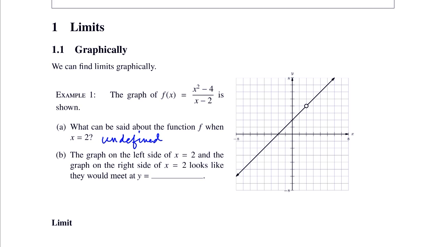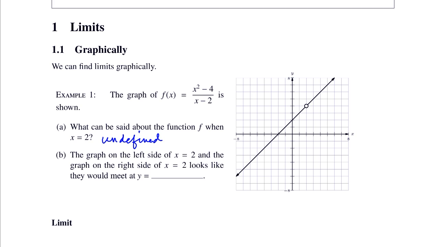If the function were defined at a point, then the circle would either be closed, if we had a circle at all, or it would just be part of the regular function. That's what all this straight line here is. It's just function values where it is defined. If we look at the graph on the left side of x equals 2 and the graph on the right side of x equals 2, these look like they would meet at what y value?